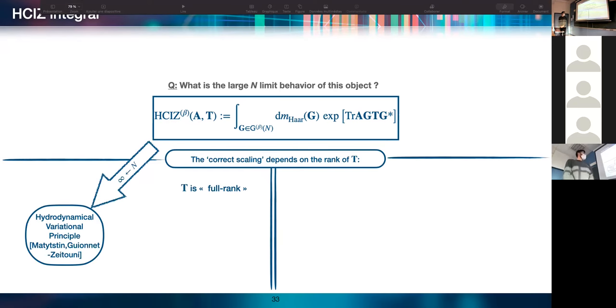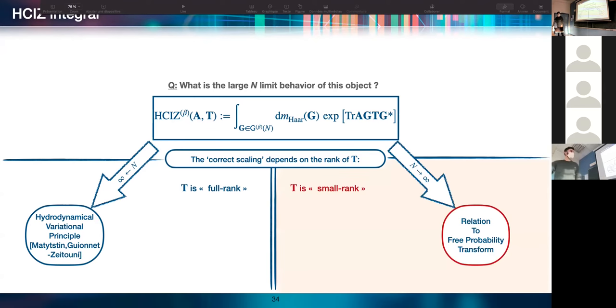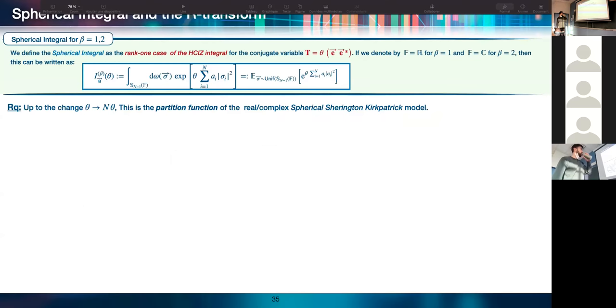And it turns out that the correct scaling depends on the rank of the conjugate matrix. If it's full rank, which I will not speak about in the rest of the talk, then it satisfies a very complex variational principle, which was first discovered in the physics literature by Matytsin. And on the other end, if it's small rank, then it's related to a free probability transform. And this is what I'm going to discuss more in the following.